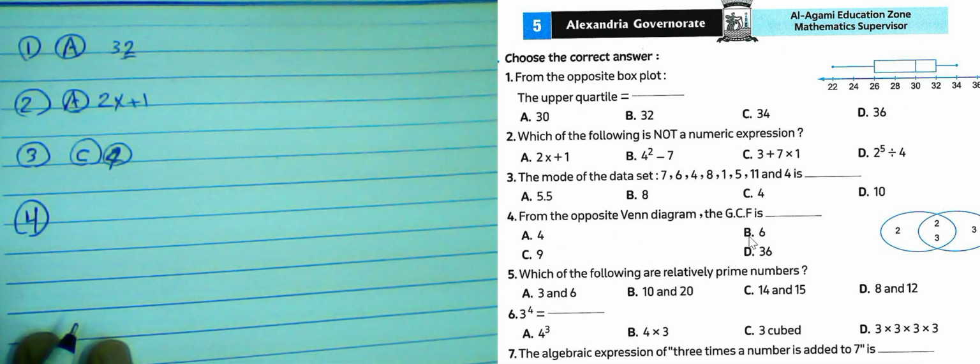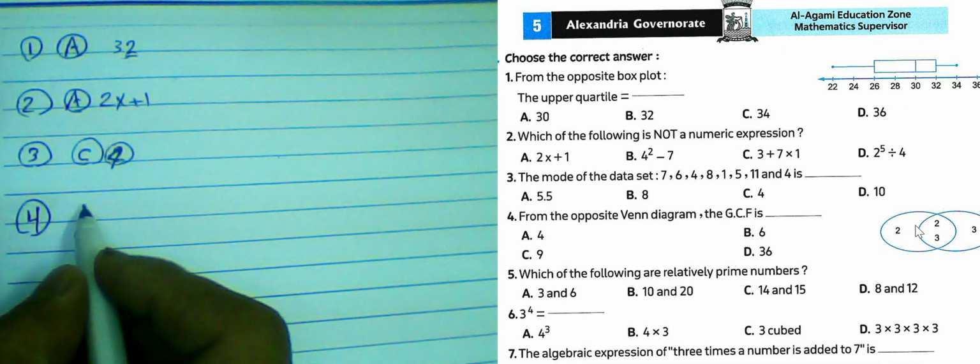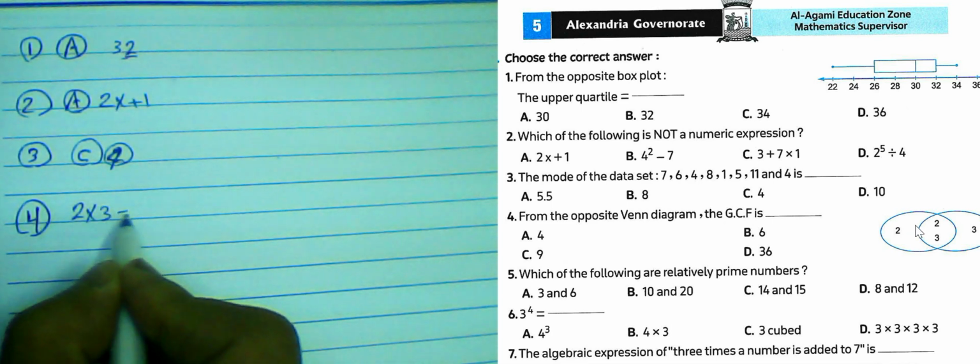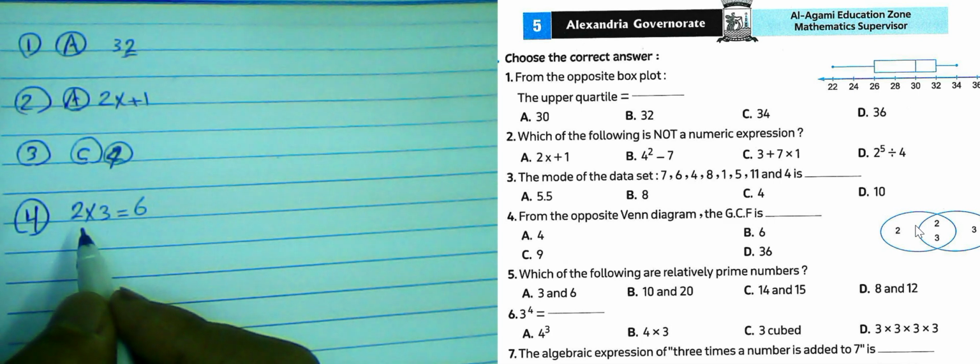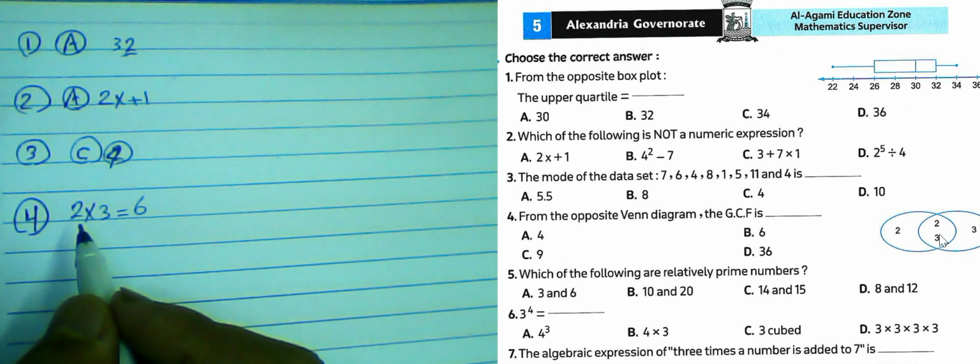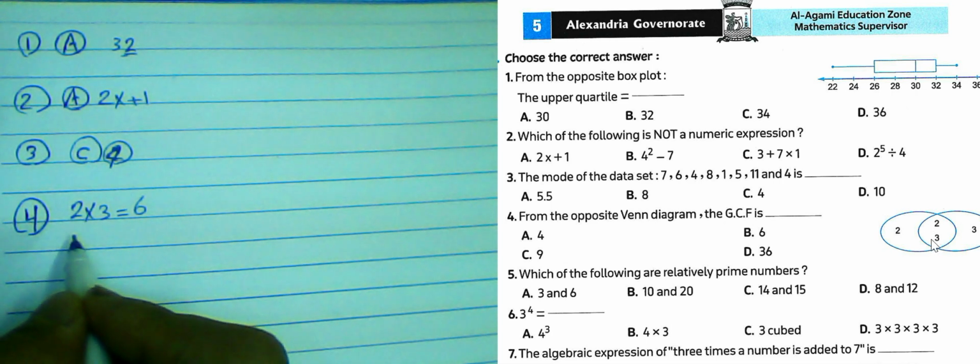Next, question number 4. From the opposite Venn diagram, we must find the greatest common factor between them by multiplying the two factors 2 and 3. The intersection between the two sets is 2 and 3. Then the greatest common factor is the product of 2 and 3. 2 times 3, it will be 6.